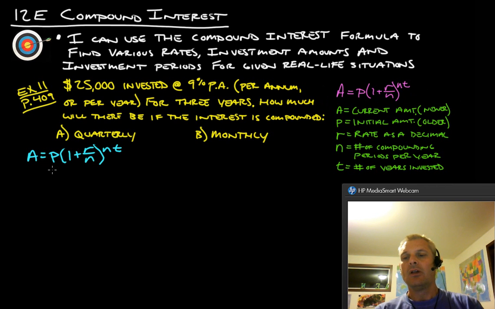With this one here, we are looking for how much will there be if the interest is compounded quarterly. So we're looking for the A. That's what we're solving for. So we've got to find all these other pieces. P, the initial investment, is $25,000, excuse me.